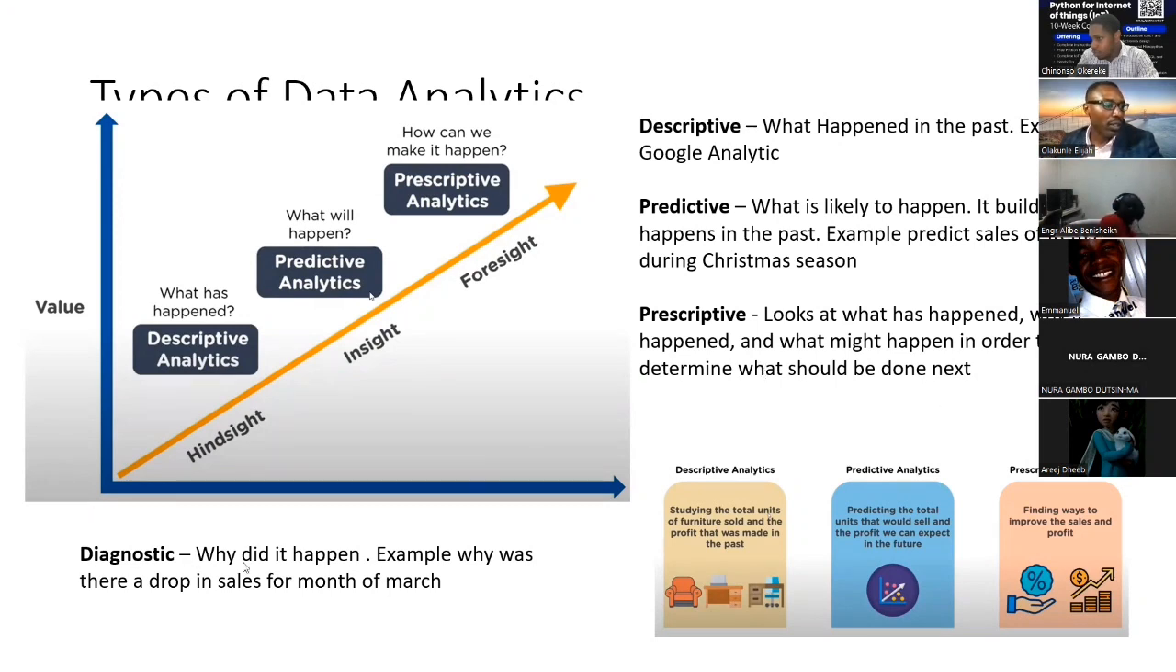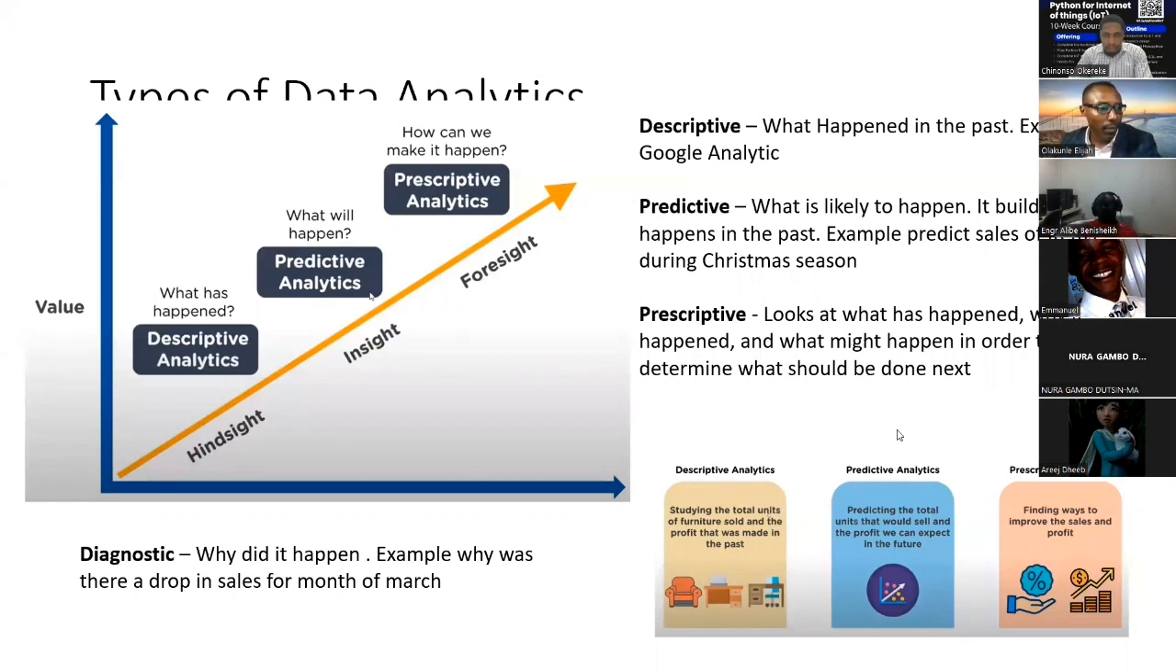Diagnostic is more like what comes after your descriptive. After looking at the pattern of events, you want to know why certain things have happened. For example, why was there a drop in sales for the month of March? Maybe you are a poultry farmer, and you look at your trends of data and see that in March there was a drop in sales. So it helps you to find out the abnormalities in your data.